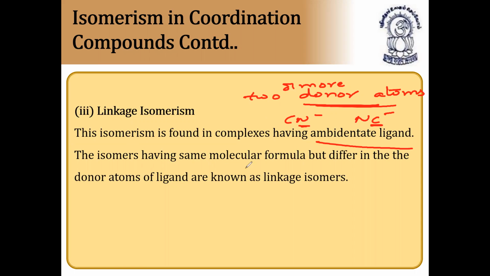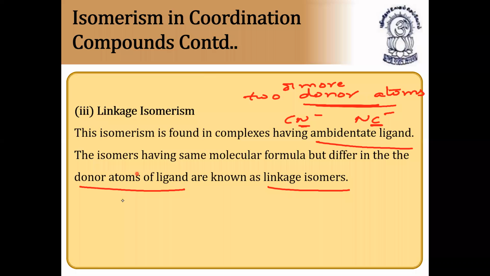The isomers having the same molecular formula but differing in the donor atoms of the ligand, as I told you, as they are having two or more donor atoms. The electrons will be gained by the central metal atom from different donors, and these are known as linkage isomers. They are called linkage isomers.